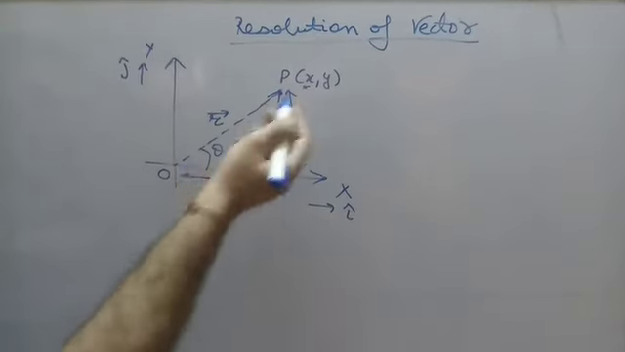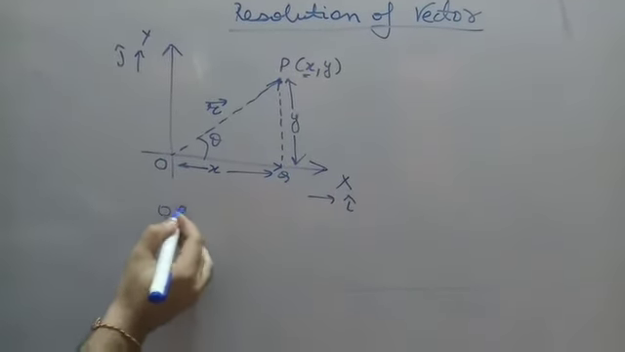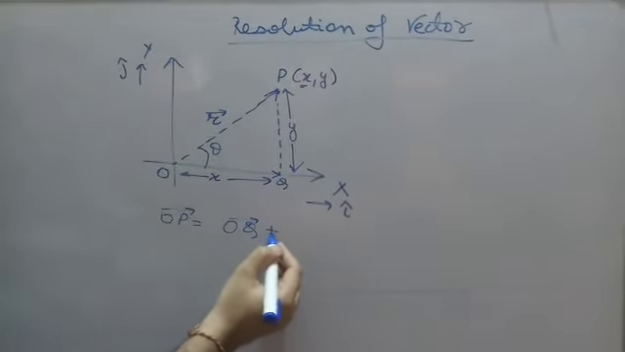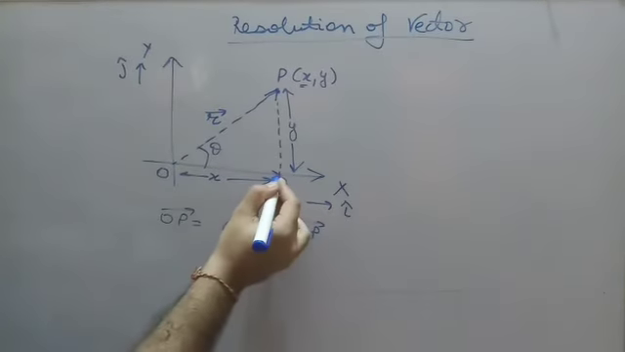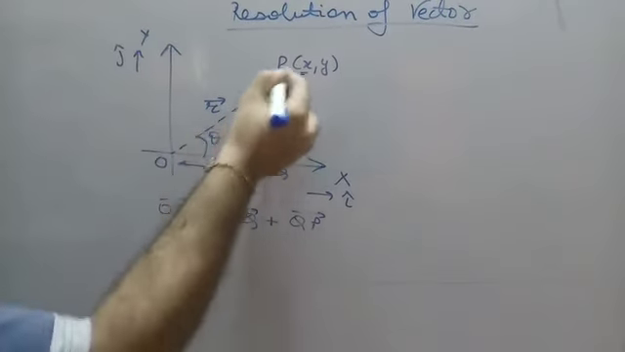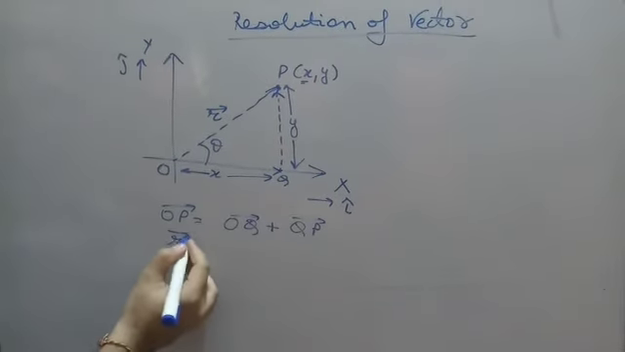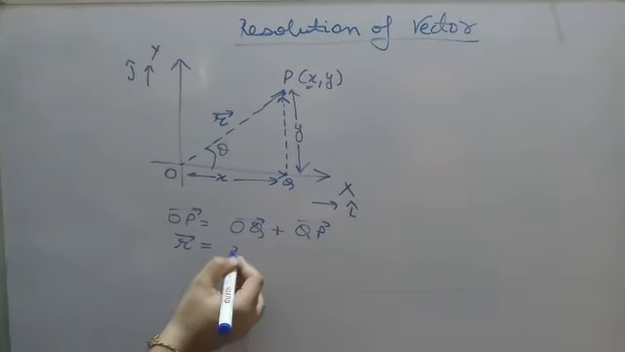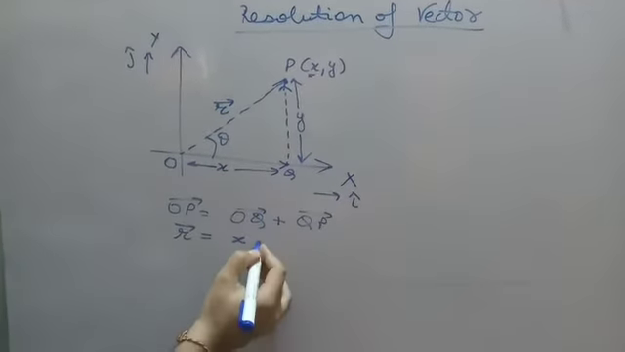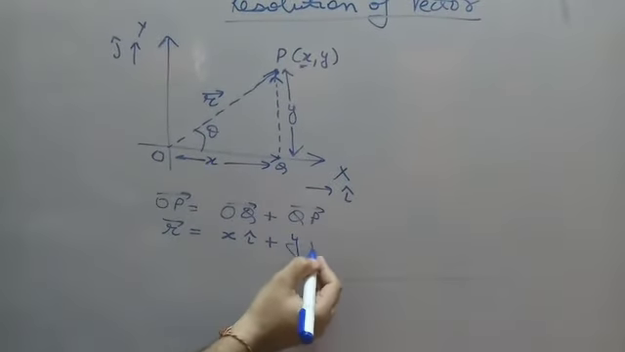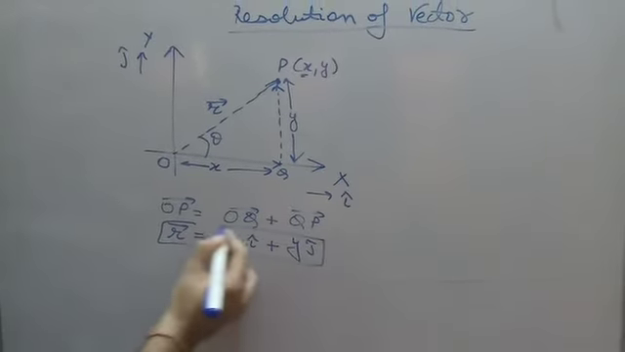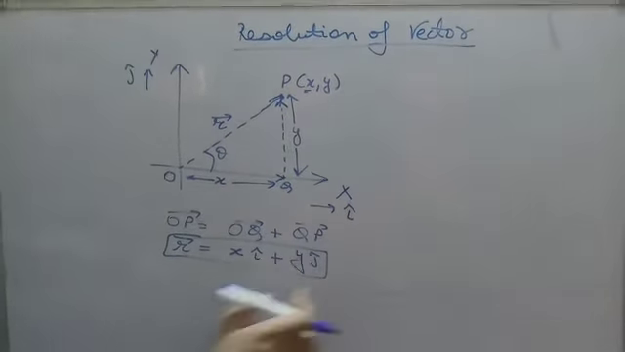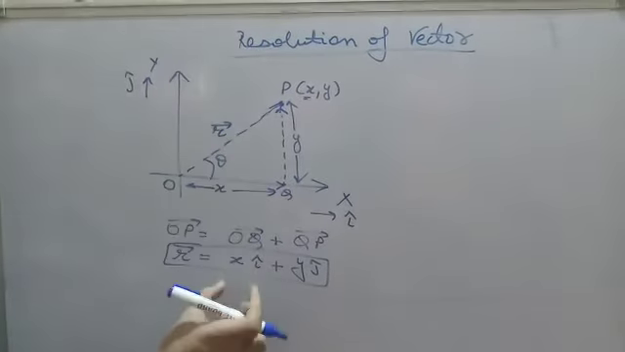Now if you apply the triangle law of vector addition, you can see that OP vector, that is the resultant, is equal to OQ vector plus QP vector, because here you can see head is joined with tail and the resultant is in opposite order. So OP vector is R, OQ is a vector, which means it has magnitude and direction. So magnitude is x and the direction is I cap. Similarly y, j cap. So here you can see that we can write a position vector in terms of x and y, and that is called rectangular components. Rectangular components of a vector.